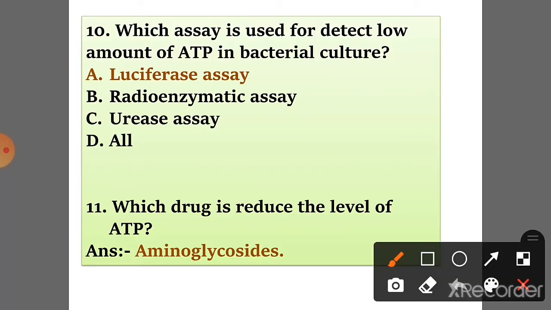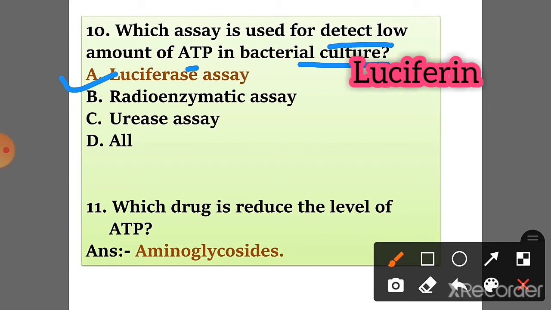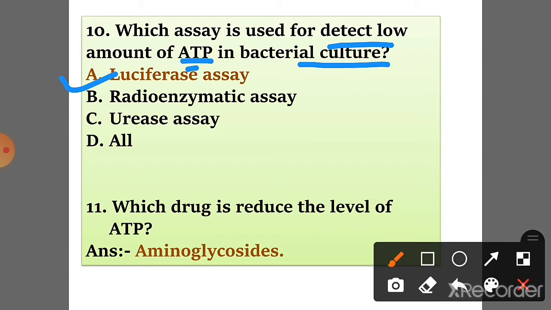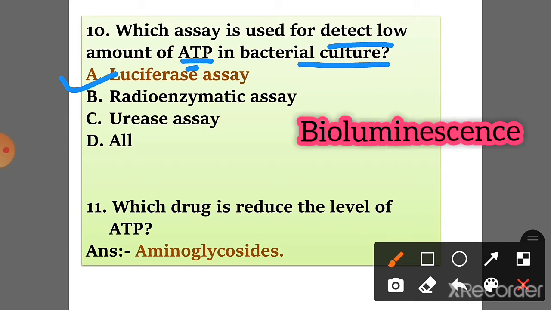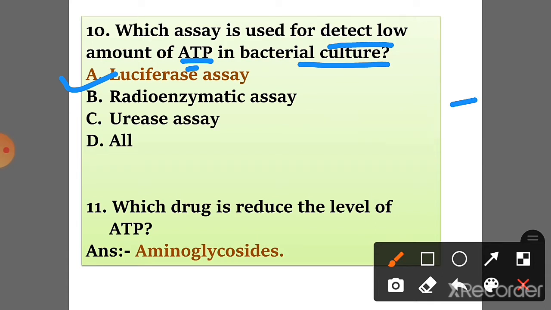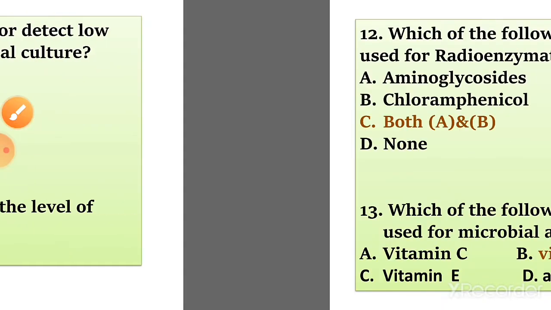Question 10. Which assay is used to detect a low amount of ATP in bacterial culture? Option A, luciferase assay. Luciferase is an enzyme that acts on luciferin, produced by microorganisms in the presence of ATP, which gives bioluminescence. Question 11. Which drug reduces the level of ATP? Answer, aminoglycosides is the drug which reduces the level of ATP.